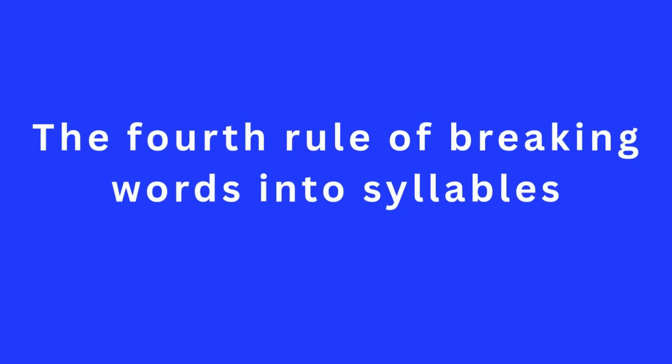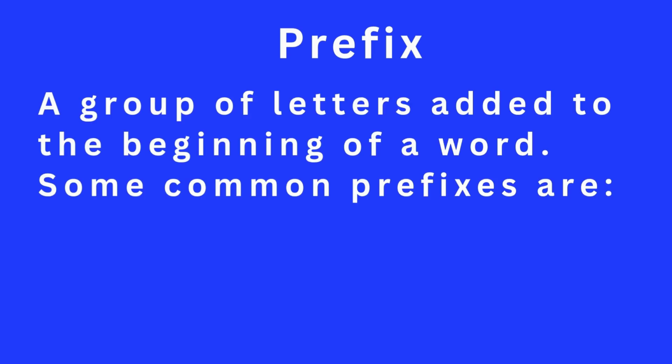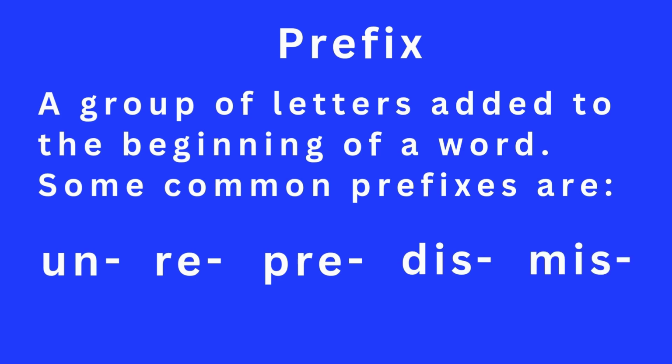In today's lesson, we'll be focusing on the 4th rule of breaking words into syllables. Let's begin. In English spelling, many words are made up of smaller parts. 2 very important parts are prefixes and suffixes. A prefix is a group of letters added to the beginning of a word. Some common prefixes are un, re, pre, dis, and mis.